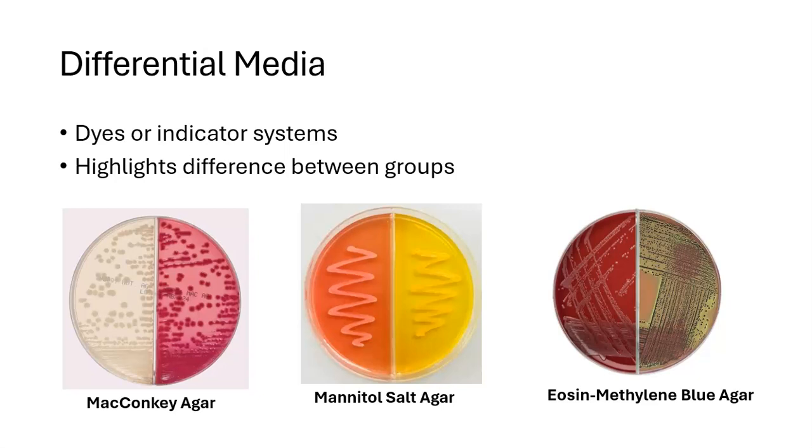Similarly, mannitol salt agar has a special sugar. When fermented, the organisms grow yellow. If they are not able to ferment the mannitol, then they grow clear or red, the color of the media that they're on. Finally, the eosin methylene blue agar will allow organisms to grow and then turn a sheen color if they ferment a sugar very quickly. And if they don't ferment, then they have just a regular clear appearance.